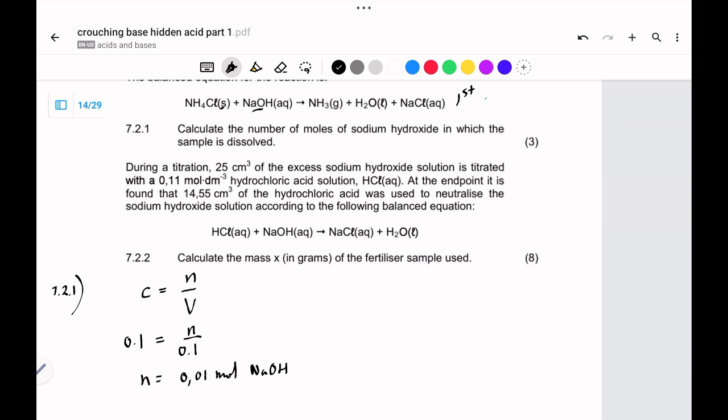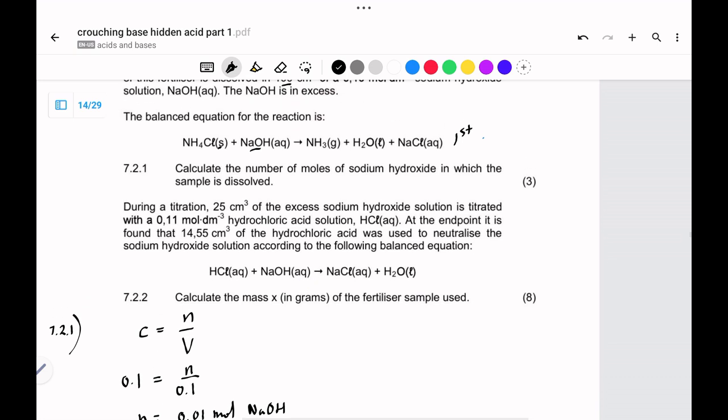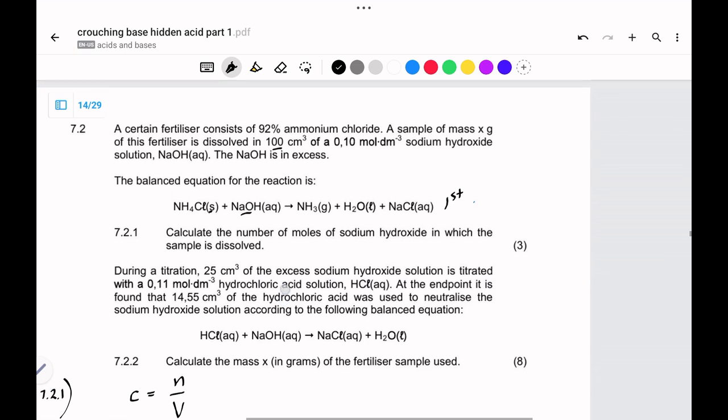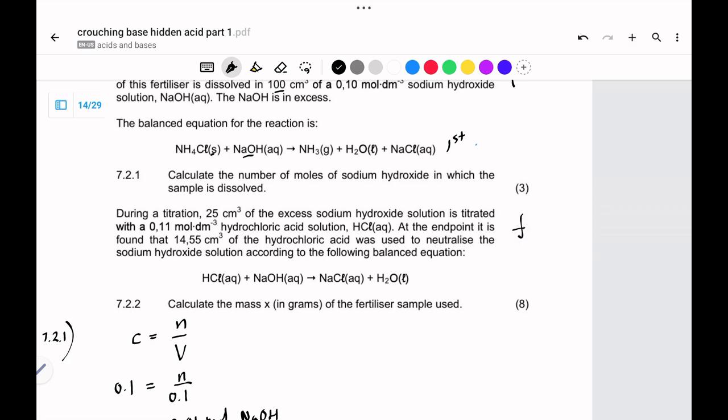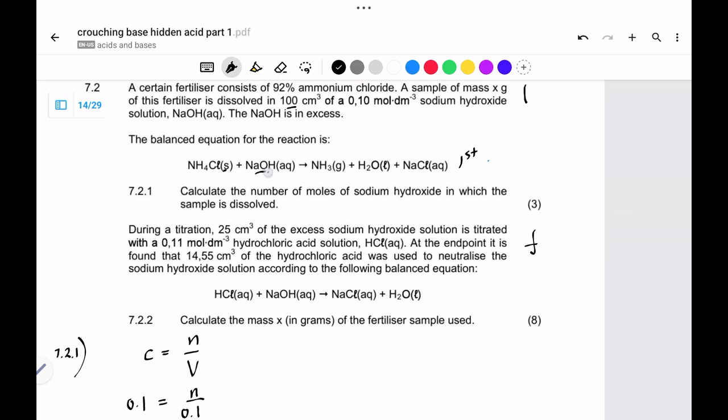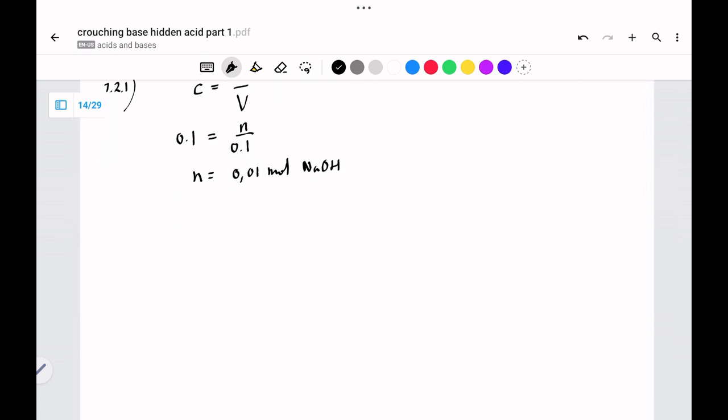Calculate the mass X in grams of the fertilizer sample used. This is not necessarily hard. This is probably just long. And that's why we needed to spend time just trying to figure out where each piece of information goes. As I mentioned, we have an initial state I, and this measurement gives us the final state of the sodium hydroxide. They're asking about the fertilizer sample, which is this. So this problem is of the same type as we have been looking at during the rest of this video.